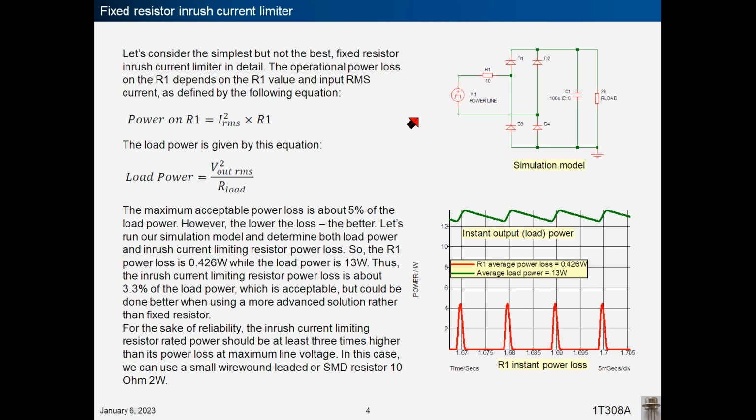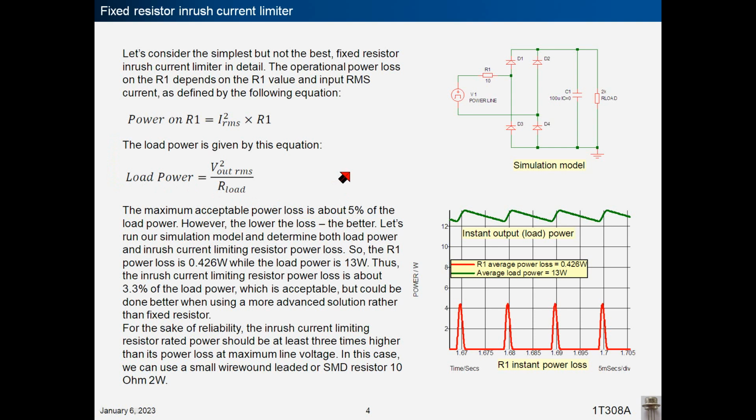Let's consider the simplest but not the best fixed resistor inrush current limiter in detail. The operational power loss on R1 depends on the R1 value and input RMS current as defined by the following equation. The load power is given by this equation. The maximum acceptable power loss is about 5% of the load power. However, the lower the loss, the better.